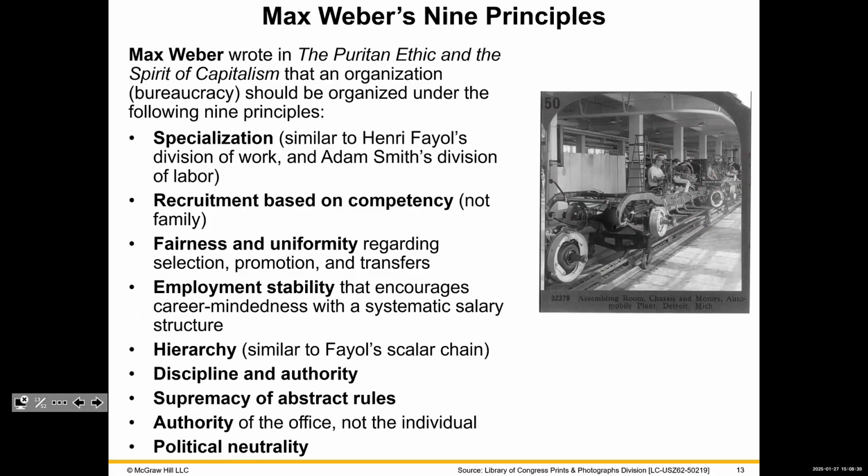There are 9 principles that he wrote about: specialization, recruitment based on competency. So should the most qualified person get the job? One would think, right? And if you have a skill that somebody else doesn't, I want to pay you a premium for that skill. So that's what he's really talking about.